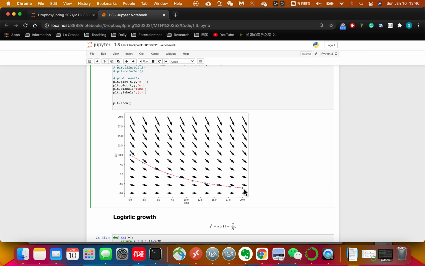This one is not going to be accurate, but of course it tells you the trend of where the solution is going. For example, it's going down. Second, the higher you start, the faster you go down. So it tells you a lot of information by just drawing the slope field, which is actually very easy, especially when you have a computer to help you draw these.